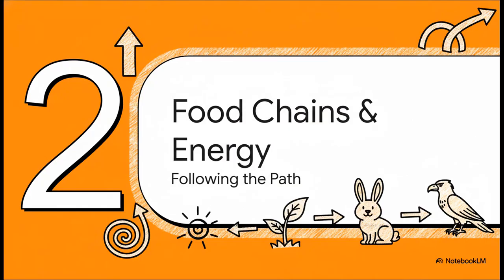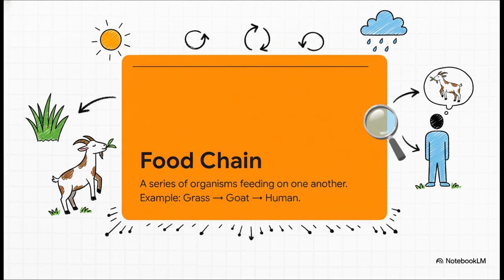So you might be wondering, how are all these organisms connected? Well, it all comes down to food and the flow of energy. Let's trace this path by looking at food chains. A food chain is the simplest way to see how energy moves. It's basically a straight line showing who eats whom. For example, grass is eaten by a goat, and then the goat might be eaten by a human. See, it's a direct path for energy to travel.